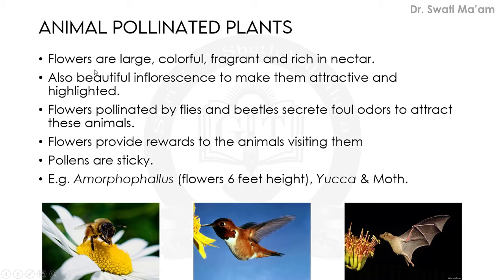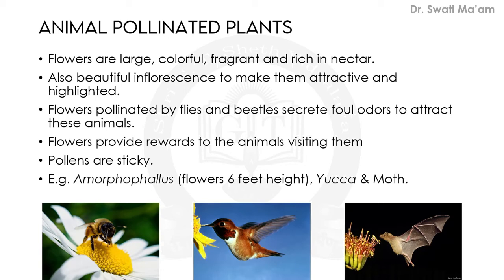So here the colorful flowers are required. Angiospermic plants which have very colorful flowers are all included in animal pollinated plants. So here basically the main characteristic of the plant is the colorful flower. Flowers may be of various size, shape, color, but beautiful attractive flowers are always present for animal pollinated plants. So flowers are very large, colorful, they have good fragrance, and they are even rich in nectar.